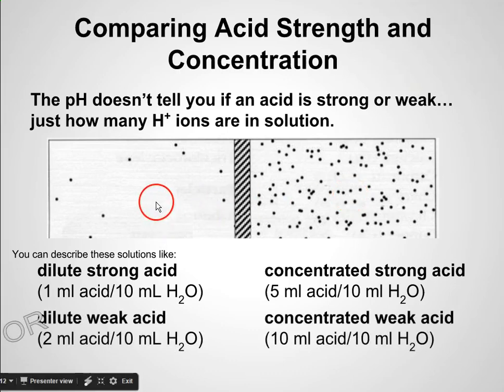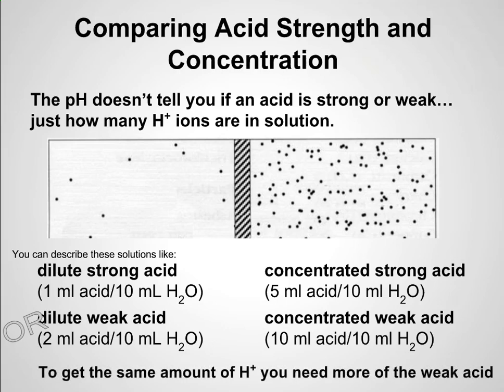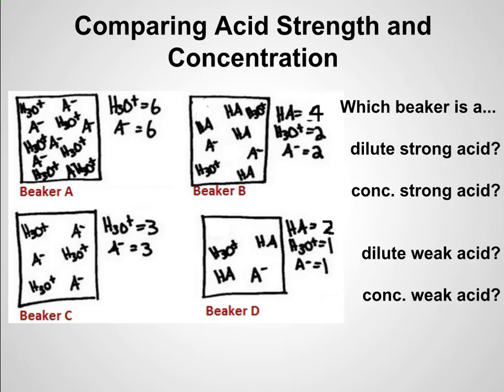Or you could define this as a dilute weak acid. Maybe this one did not release all of its hydrogen ions, and you could have it be dilute, meaning it's a low concentration, or it could be really concentrated, going the other way, with lots of the ions in there. Okay, so to get the same amount of hydrogen ions, you need more of the weak acid. So again, think about that. If I want to have the same amount of hydrogen ions, I'm going to need more of the weak ones in order to get it to be the same as that strong one.